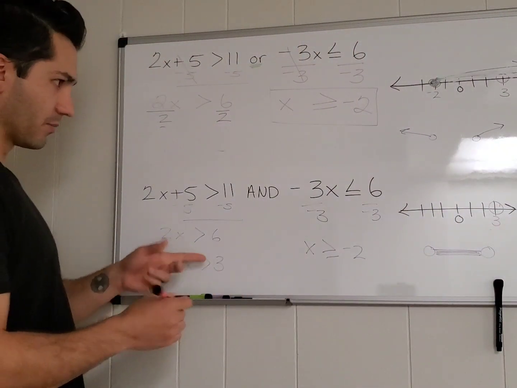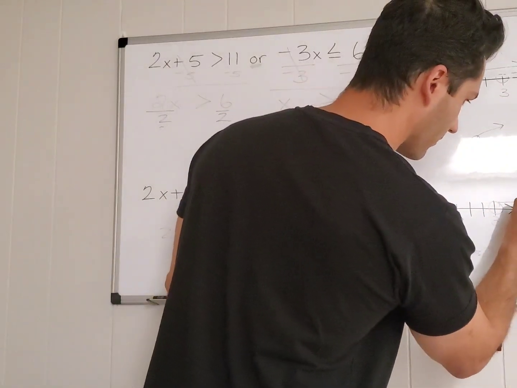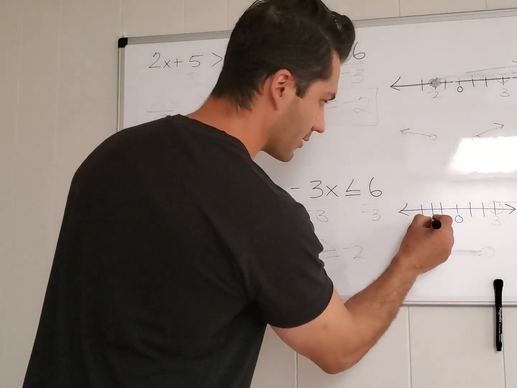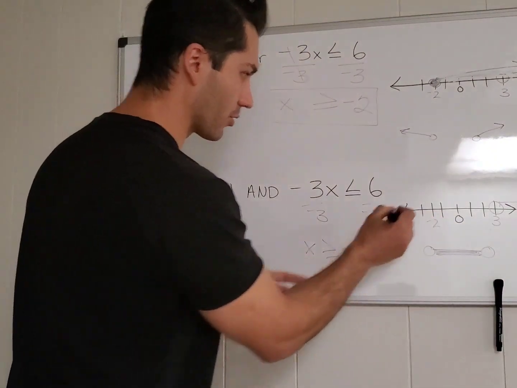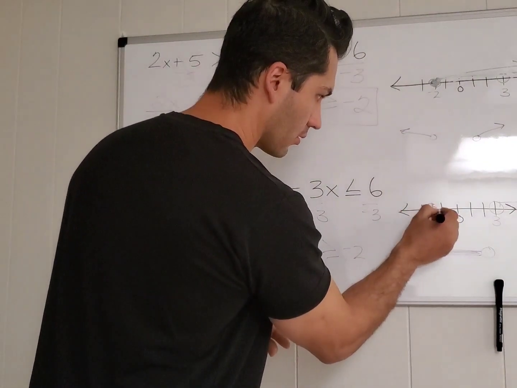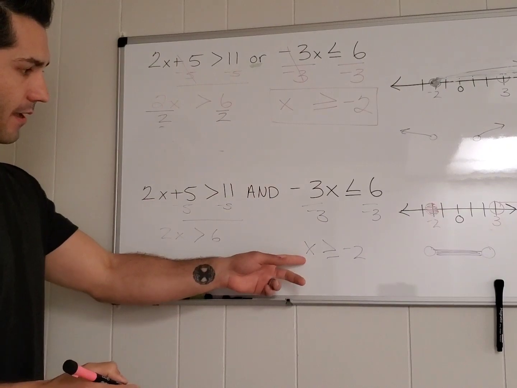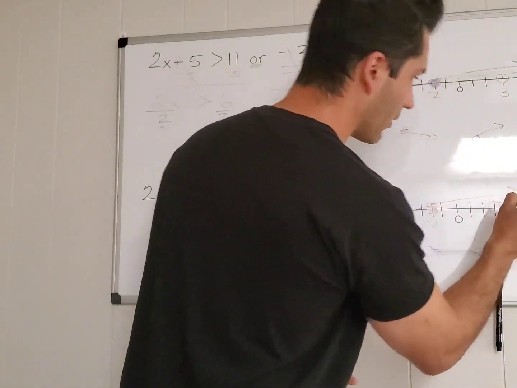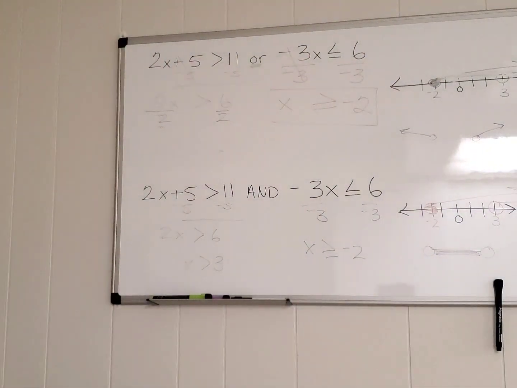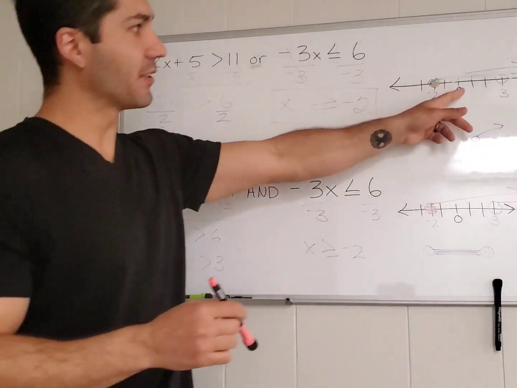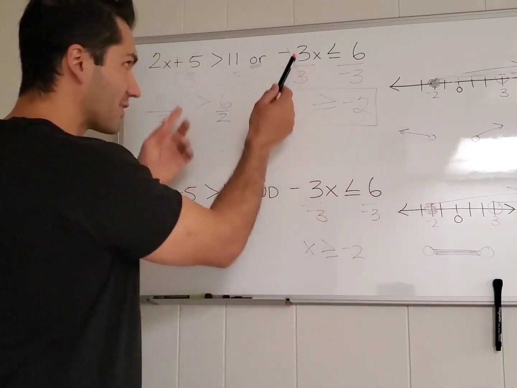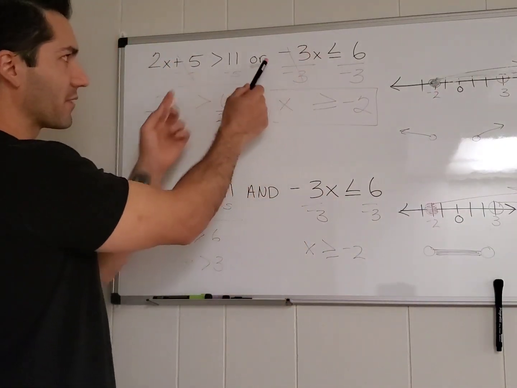Open circle, X is bigger, I go to the right. At negative 2, there's negative 2. It's a closed circle. X is bigger, so we're going to go to the right again. That's what that graph looks like. And it's the same graph I had here, if you look. It's the same graph I had here. Because it's the same problems. The only difference is that OR and AND.